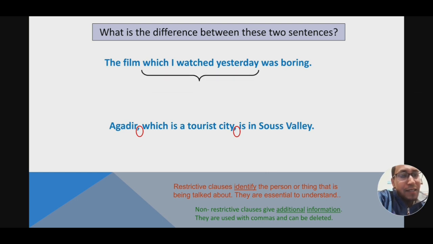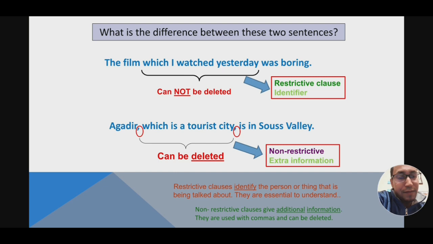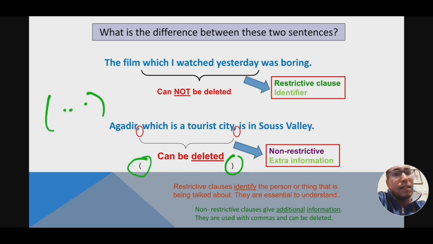And then, this is, as we said before, very important. It cannot be deleted, and it is a restrictive clause, an identifier. It identifies the film. So this is identified by this. And then we have the next one. It is not important. It can be deleted, and we call it non-restrictive or non-defining, and it only gives extra information which we can do without, which we can delete. And as I said before, it's like between brackets. Here we have this, just think of it like between brackets, and that's it.